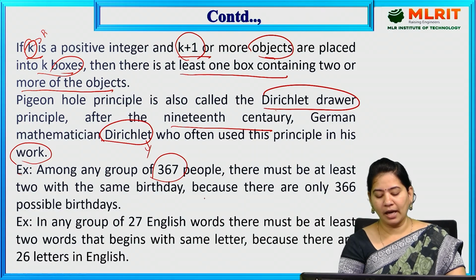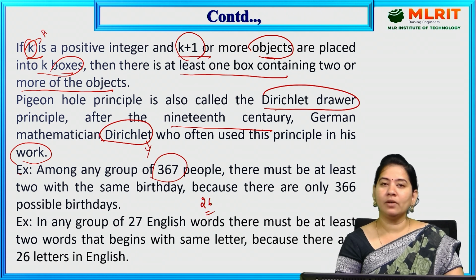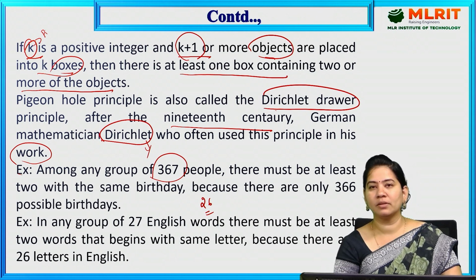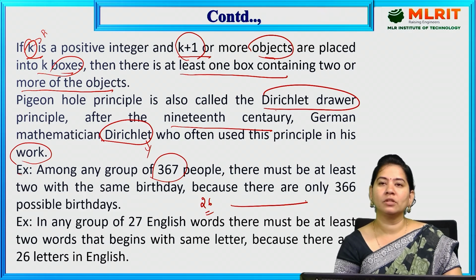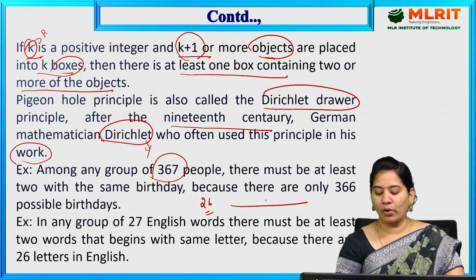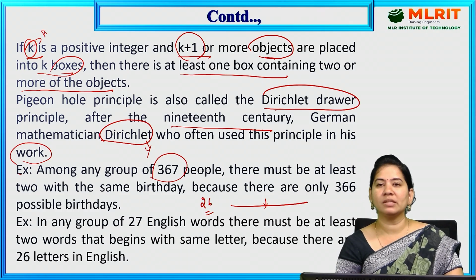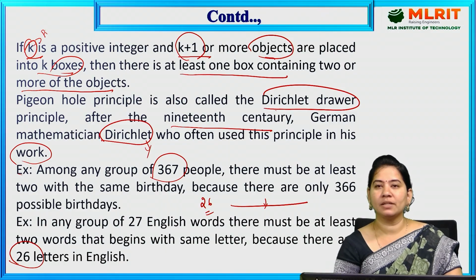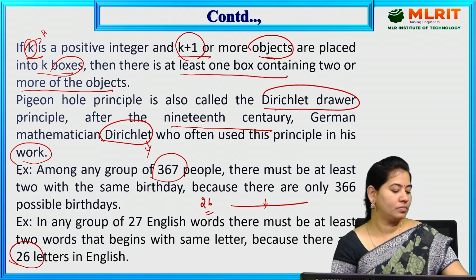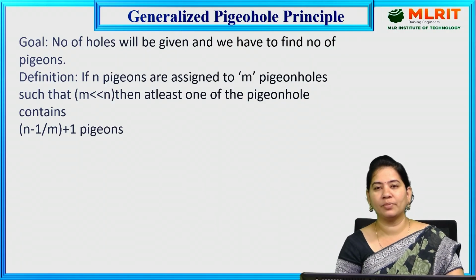The second example: in any group of 27 English words, altogether we have how many alphabets in English? 26. So in any group of 27 English words, at least two will begin with the same letter, because there are only 26 letters in English. Next, in the same way, we have the generalized pigeonhole principle.